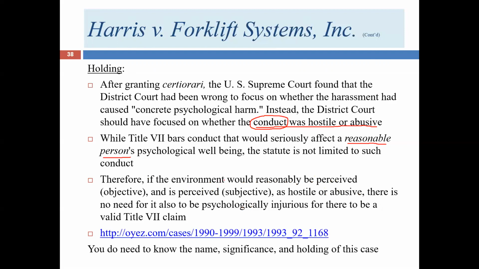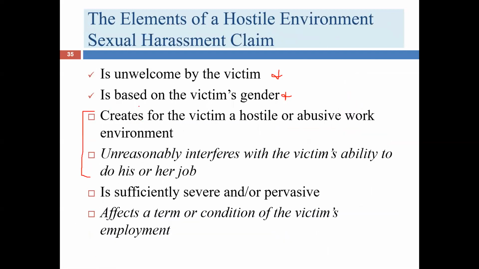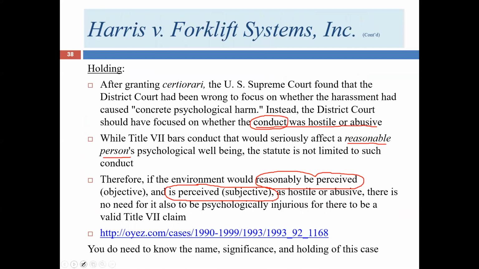But we do need two levels here. So we have the objective, the reasonable person standard. Was it reasonably perceived? And then we also need the person who actually is filing a lawsuit to have perceived it that way. And again, in some sense, this goes back to the welcomeness. You know, if I'm not bothered by the banter, maybe I don't particularly like it, but I don't mind a few dirty jokes. It doesn't affect me. Even if it might affect lots of people, I'm not going to have a claim for sexual harassment.